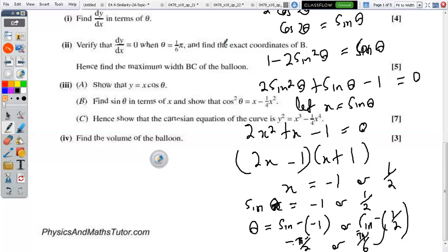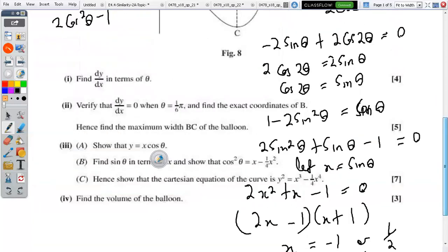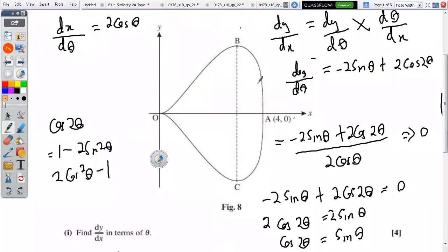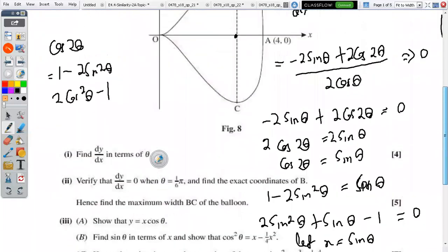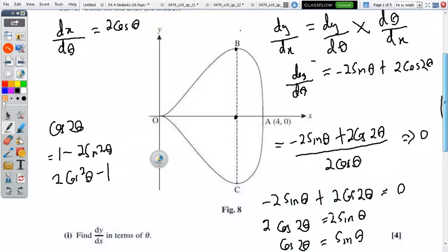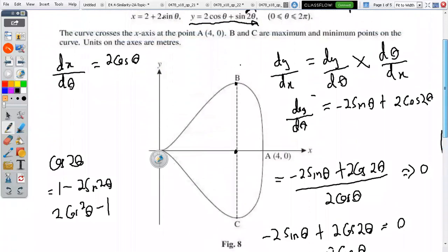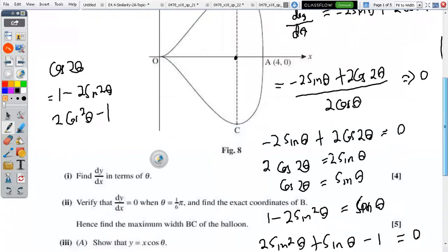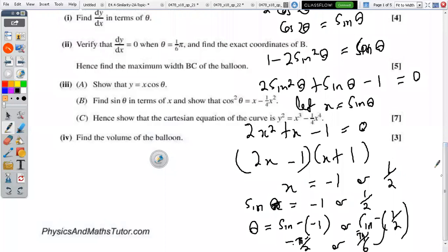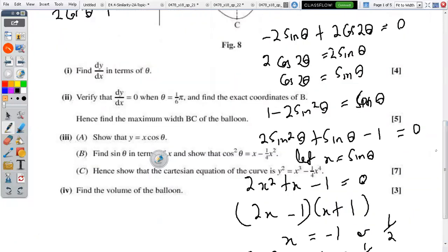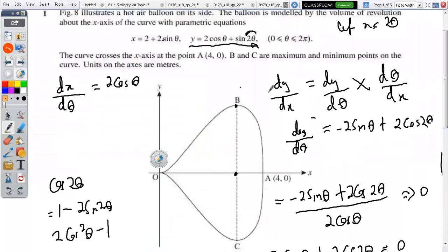Make sense? And hence find the exact coordinates of B. Verify that theta is equal to pi over 6. Where is B? B is a turning point. So we have verified that the x coordinate, theta, is equal to that. This is our x and our y is our equation. So they're now saying hence verify. This is the turning point, and at the turning point we are using theta equal to pi over 6. So to find the exact coordinates, we can use this.